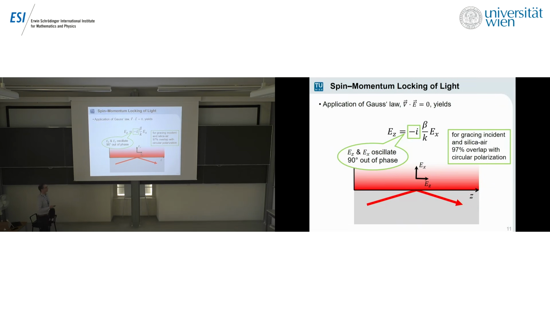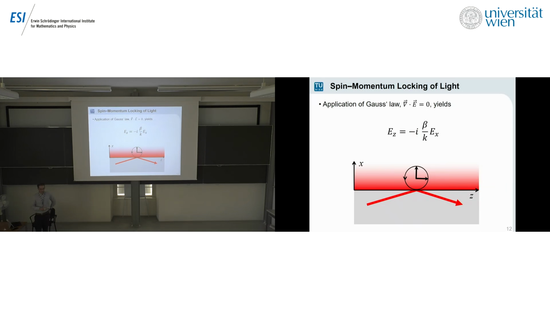And if we now put in some numbers and consider grazing incidence of the incoming beam and the interface between silica and air, we get an overlap between this polarization and perfect circular polarization of 97%. So we can assume that this is almost perfectly circular polarization.